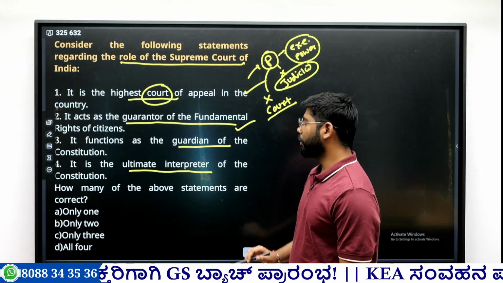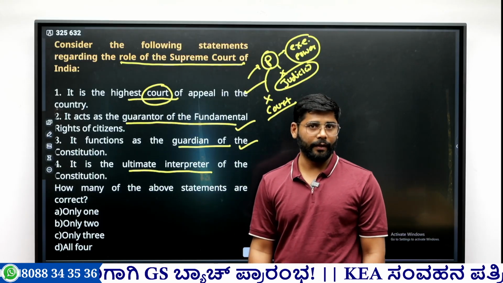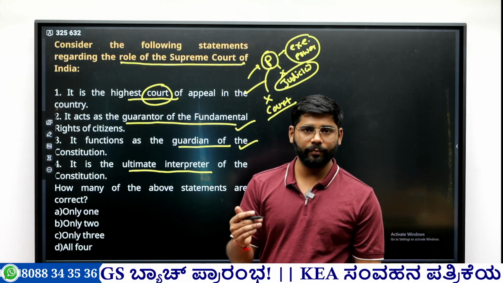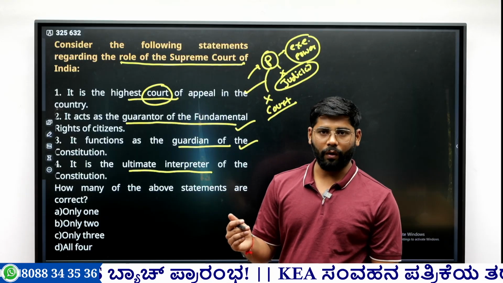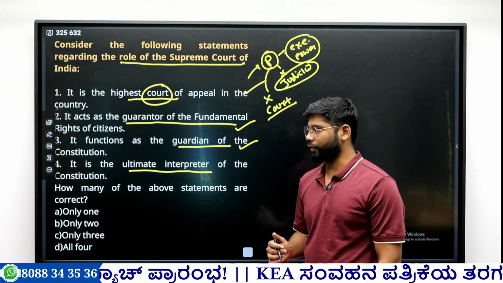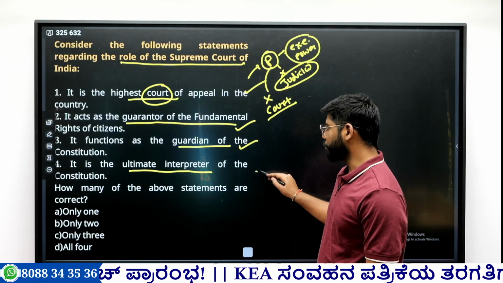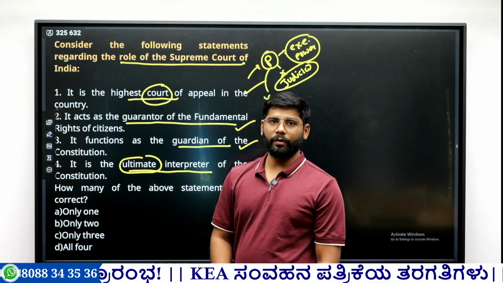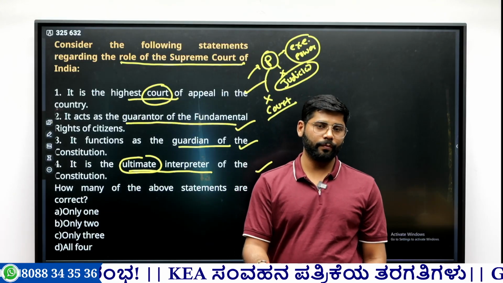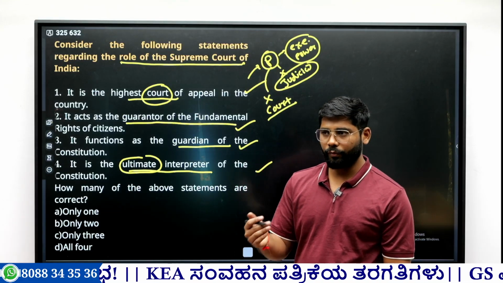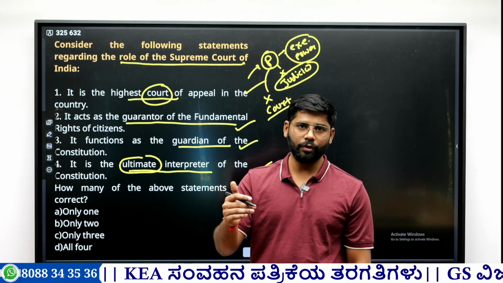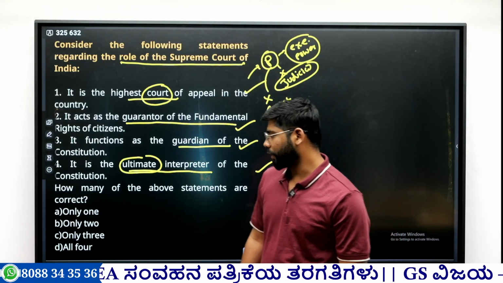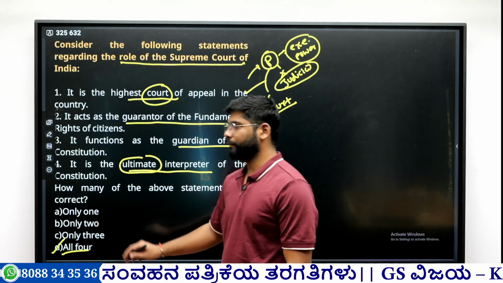Then it functions as a guardian of constitution. Yes, it functions as a guardian of constitution because it checks the unconstitutionality of a particular constitutional amendment as well as the law. So that's why it is considered guardian of the constitution. Then last one, it is ultimate interpreter of constitution. Yes, because even if the High Court interprets something, we can go to Supreme Court by way of appeal, and the Supreme Court will give the final shape to the provision of the constitution. So that's why it is called ultimate interpreter of the constitution. So all 4 statements are correct here. D is the correct option.